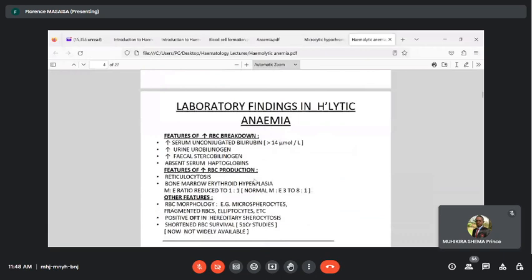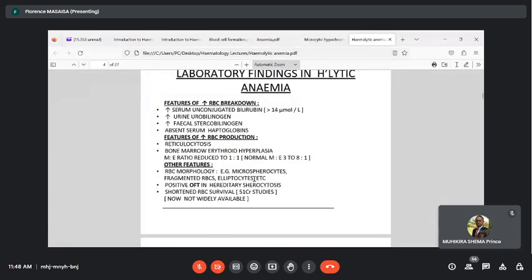What are the features of hemolysis? We have increases in the laboratory. When there is increased red blood cell breakdown, there will be an increase of serum unconjugated bilirubin, urine urobilinogen, but also fecal stercobilinogen will be increased. Haptoglobin will be absent because it's usually fixed on the free hemoglobin, so there will be decreased or absent haptoglobin.